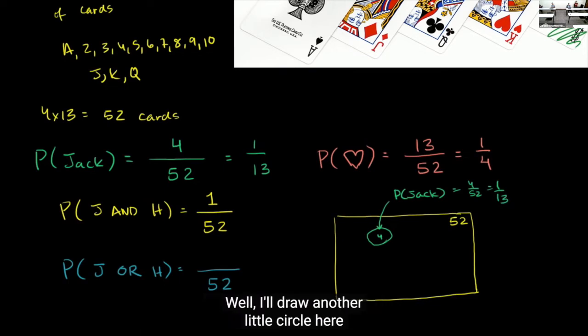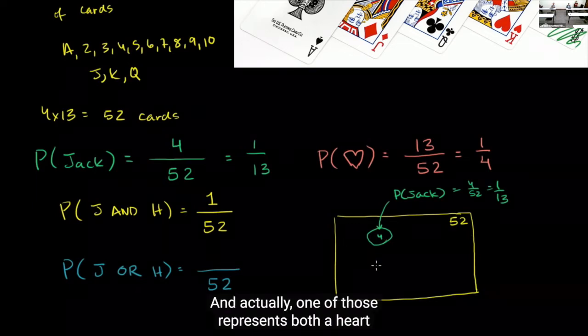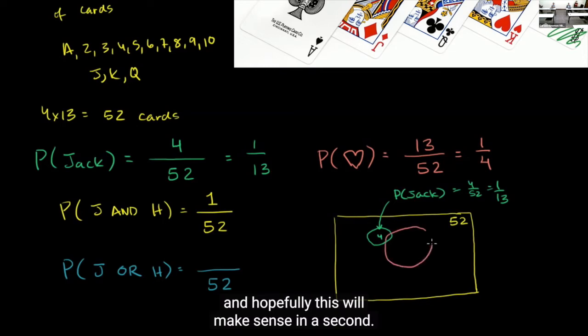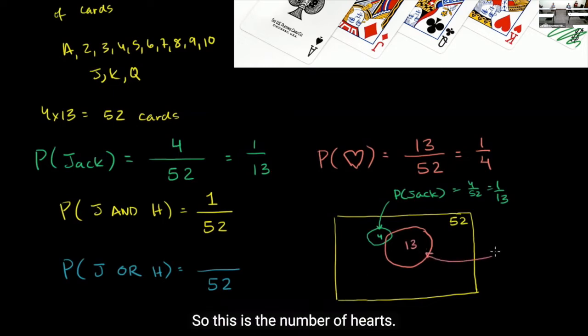Now, what's the probability of getting a heart? I'll draw another little circle here that represents that. 13 out of 52. 13 out of these 52 cards represent a heart. And actually, one of those represents both a heart and a jack. So I'm actually going to overlap. Hopefully, this will make sense in a second. So there's actually 13 cards that are a heart. So this is the number of hearts.